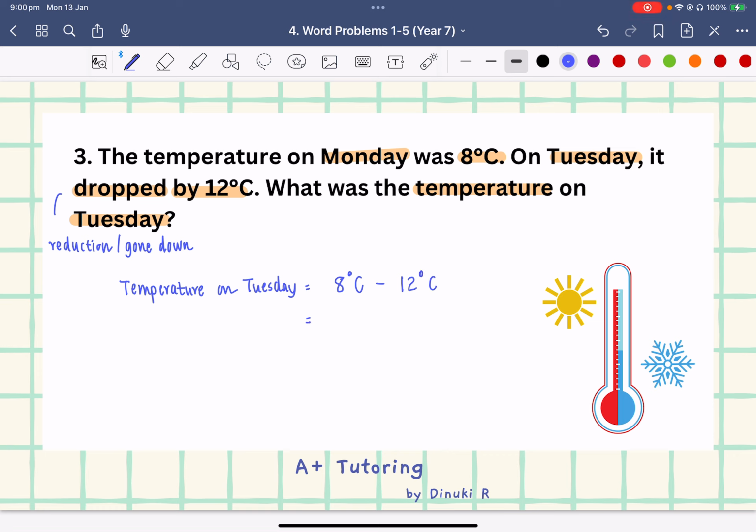So instantly in your head, this should ring a little bell. We can't take away 12 from 8, so we're going to be dealing with negative numbers. And let's say you're a bit iffy with working with negative numbers, easiest thing to do is to draw up a number line to help you. So let's say we draw a number line like this.